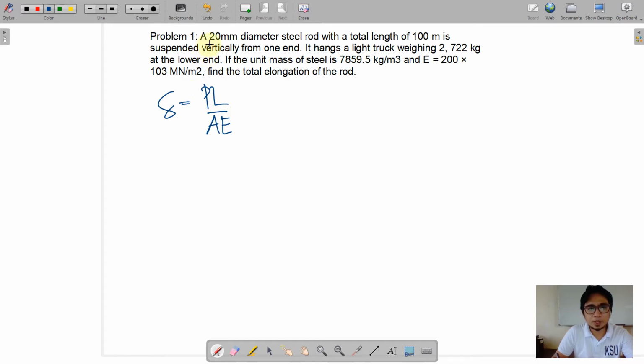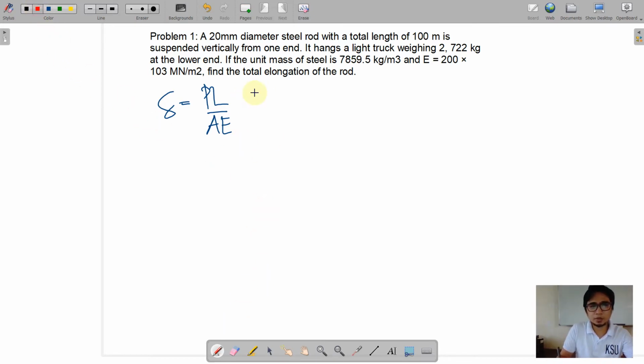So for problem number 1, we have a 20 millimeter diameter steel rod suspended vertically from one end. It has a total length of 100 meters and it is carrying a light truck weighing 2,722 kilograms at the lower end. The density of the steel is given in kilogram per cubic meter, as well as the modulus of elasticity, that is 200,000 megapascals. Okay, so as usual, we are going to draw the free body diagram.